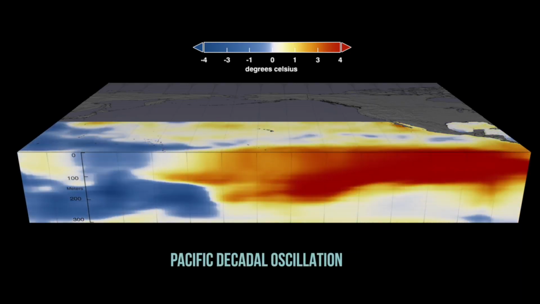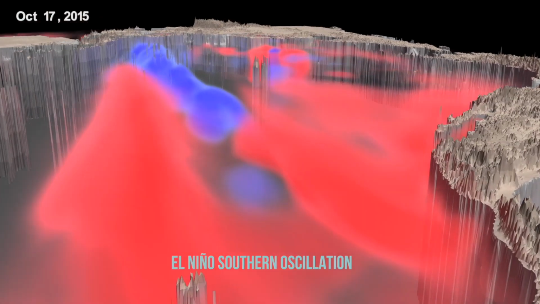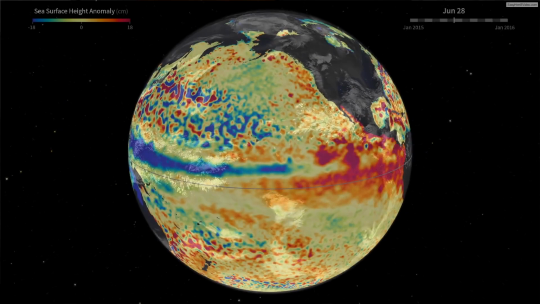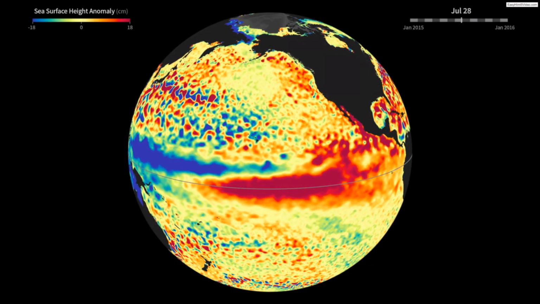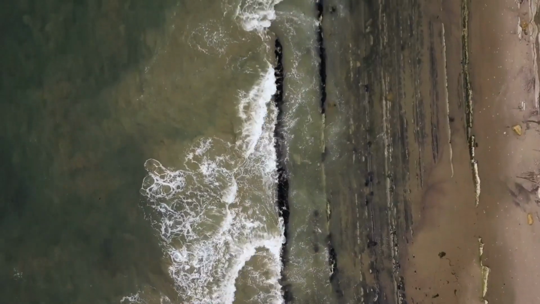So the Pacific Decadal Oscillation is one of those. The El Nino Southern Oscillation is another. The Pacific Decadal Oscillation is a large-scale climate signal centered in the Pacific Ocean. Every 10 years, we see this shift in the sea level between what we see in the Western Pacific and what we see in the Eastern Pacific.